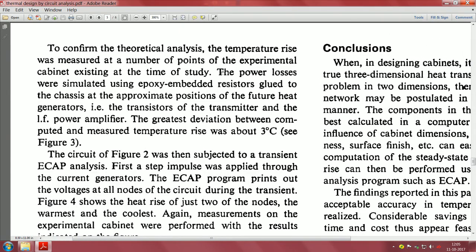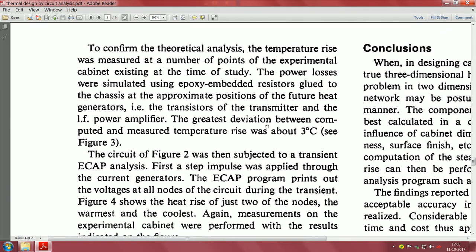you have seen this here. To confirm the theoretical analysis, temperature rise was measured in a number of points in the experimental cabinet existing at the time of study. The power losses were simulated using epoxy embedded resistors glued to the chassis at the approximate positions of the future heat generators. This was the way everybody was working at that time.